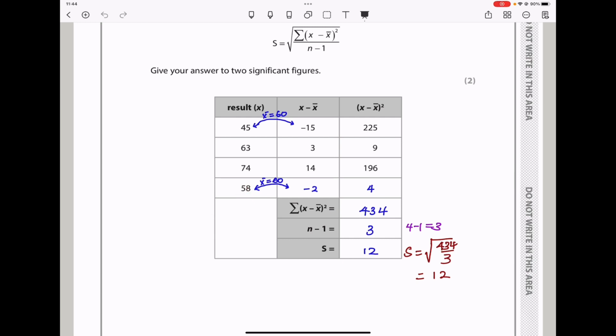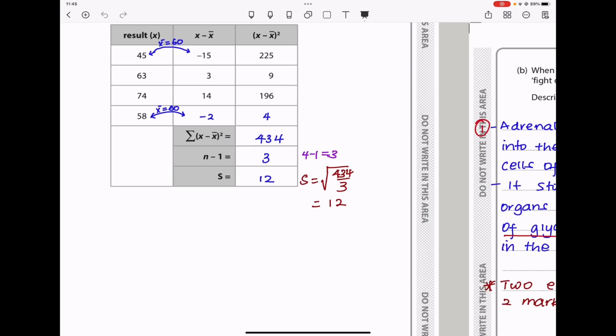It should be 58 minus 60, giving us negative 2. And when we square this, we get a 4. This value here is the sum of all this. So add that plus that plus that plus that. I got 434. The next one is n minus 1. We see the number of results are 1, 2, 3, 4. So they should be 4 minus 1, giving us 3. And then s, which is from here, is about dividing that by that and getting a square root. But since they say to two significant figures, I rounded it off to 12. Moving on.